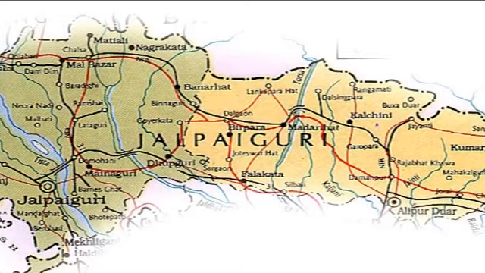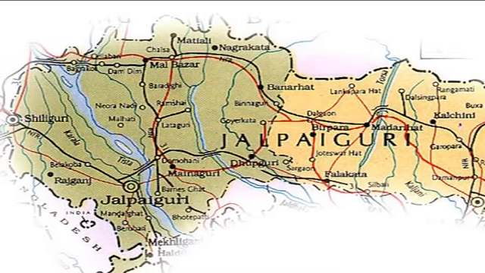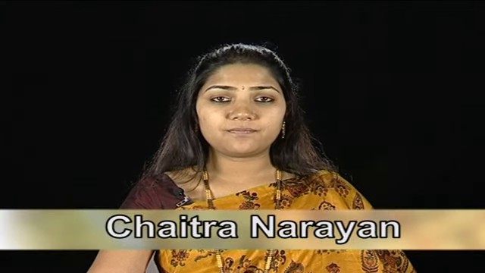This gradient extends from Jalpaiguri and Guwahati in the west to Dibrugarh in the east. The region around Tezpur also has a flatland topography. The interior flatlands are also distributed around Silchar in the form of a small pocket.